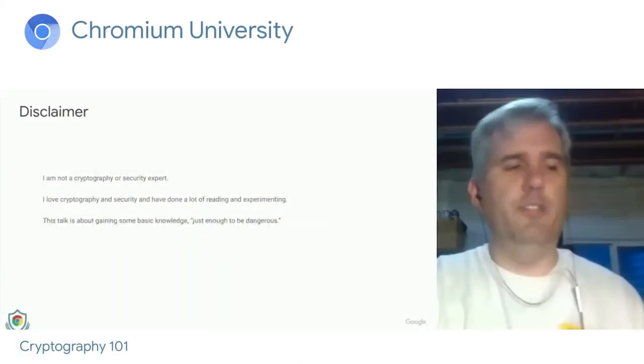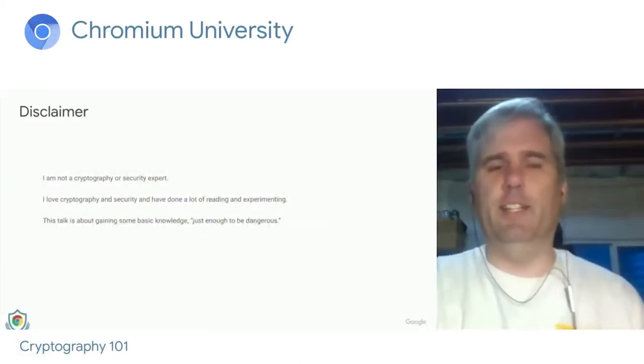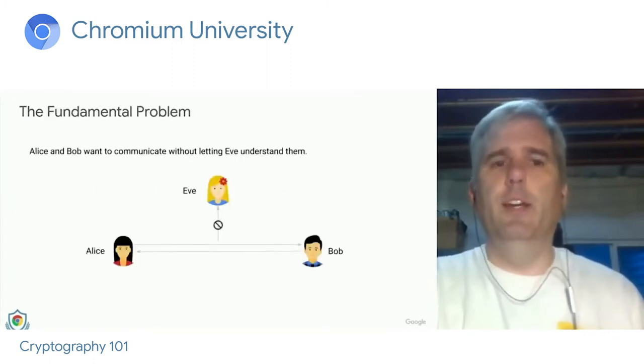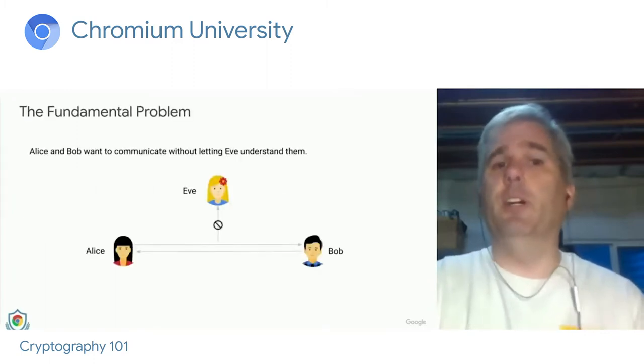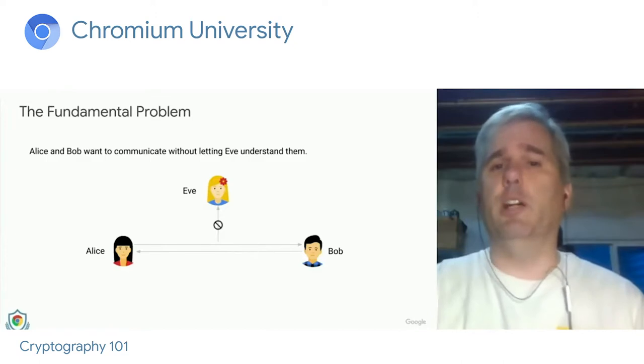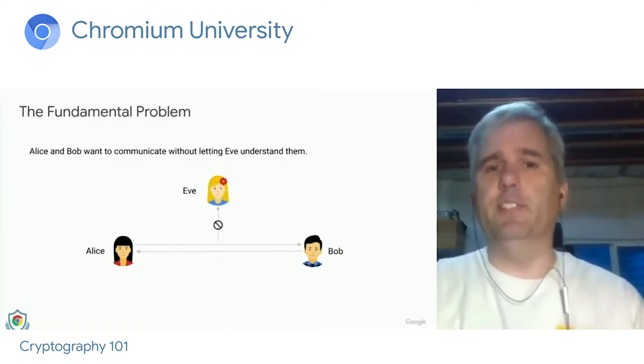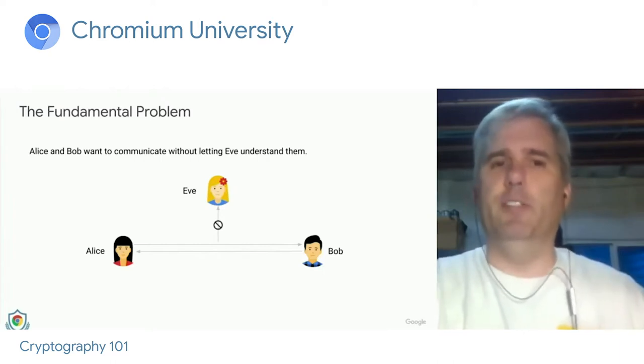I love cryptography, but I'm not an expert at it. So there's a fundamental problem. All of these discussions of cryptography start with fictional characters, Alice and Bob, and they want to communicate privately. Eve is an eavesdropper, and Eve wants to know what Alice and Bob are saying to each other. And of course, Alice and Bob want to keep that private.